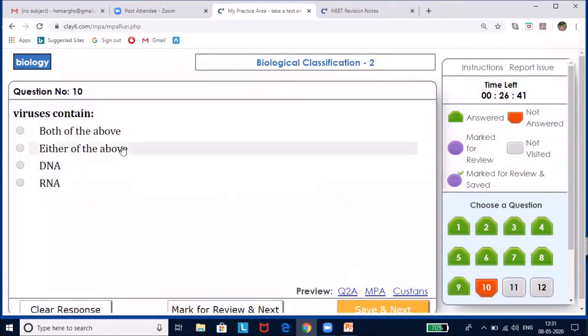Now, viruses contain both of the above, either of the above, DNA or RNA. So it can have either DNA or the RNA as the genetic material. So it is either of the above.